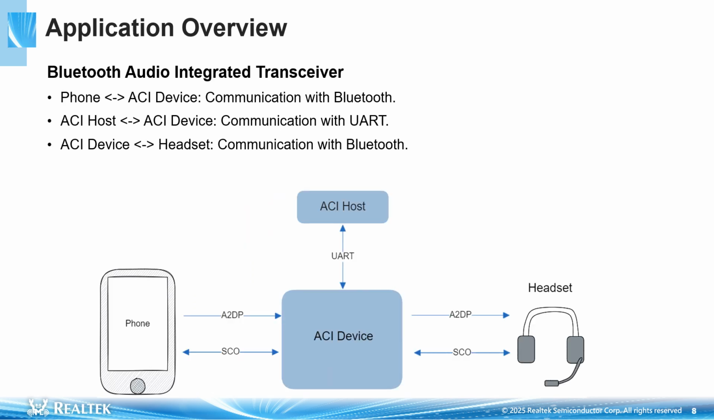The demo structure diagram of integrated transmitter is as follows. ACI host connects with ACI device via UART interface. Through the RTK command set, ACI host controls ACI device into pairing mode, as well as active scanning and pairing phone and headset. In this application, ACI device acts as phone's sink role and headset's source role. The audio data flow is identified in figure by the blue line with arrows.